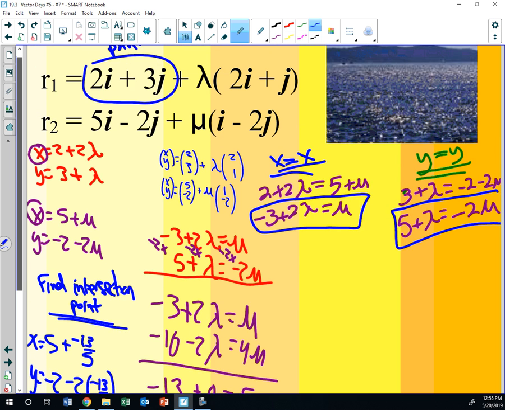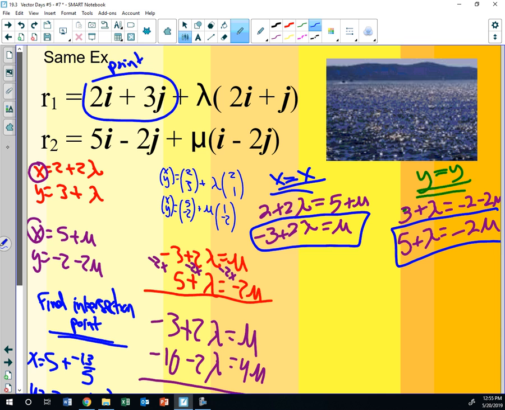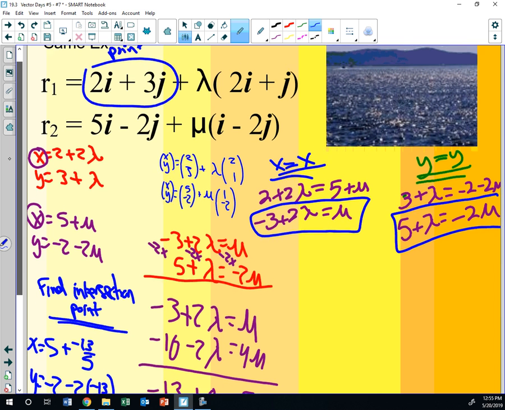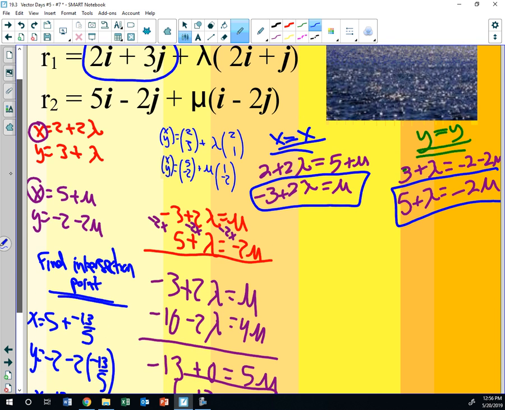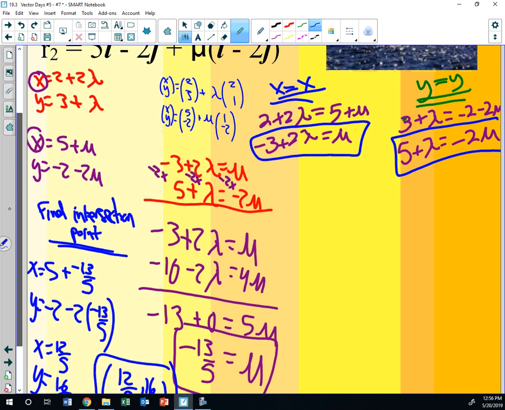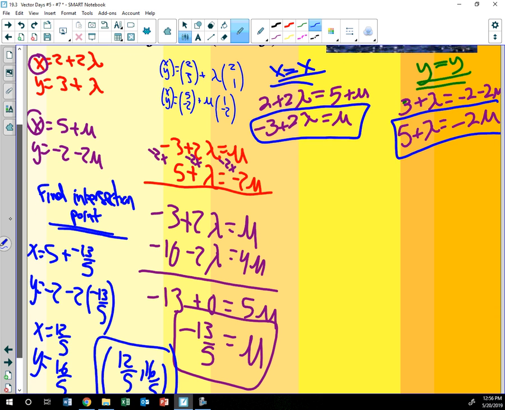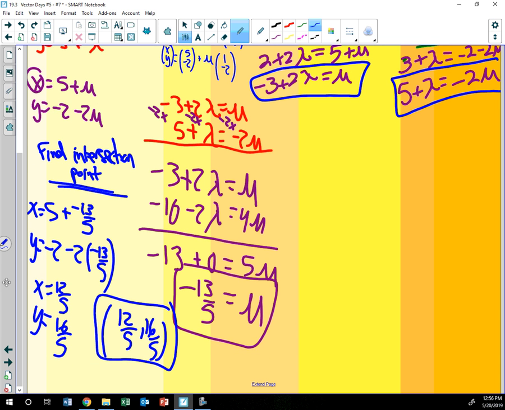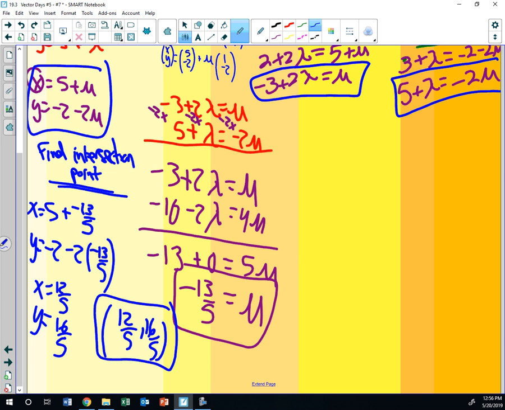So going back, what we did is we changed these into vector form, then vector form into parametric. In parametric, we set the x's equal to each other and the y's equal to each other, and then you had those two equations, and then you eliminated mu or lambda. We eliminated lambda, found mu, and then plugged it into the mu formula so that we could get the intersection point. Now I can say, did you get the point? Yes, you did. Yay.